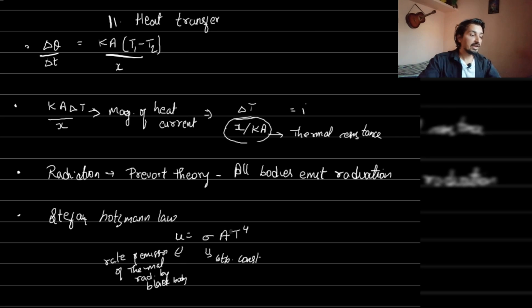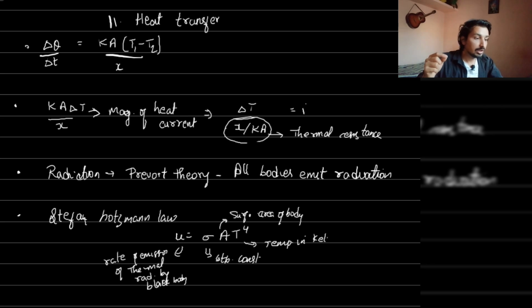And what is the Stefan-Boltzmann law? The Stefan-Boltzmann law tells the rate of emission of thermal radiation of a black body. So I told you a black body emits radiation, right? So the rate of emission of a black body is equal to E, and then you have this constant, into area, the surface area of the body, whatever area it is exposed to, into temperature to the power 4, temperature in Kelvin to the power 4. That's what you get. And this constant, what I told you, is nothing but the Boltzmann constant. So this is the formula, and this is it about heat transfer.